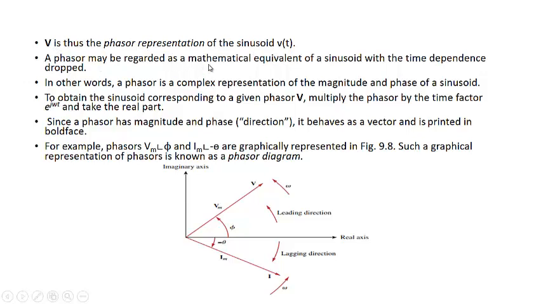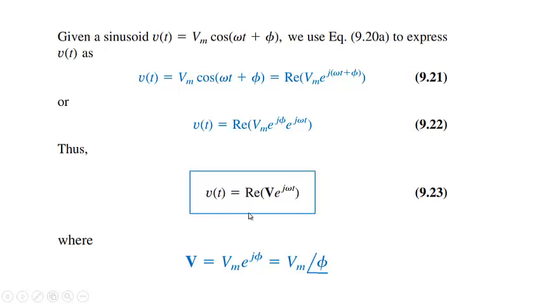A phasor may be regarded as the mathematical equivalent of a sinusoid with the time dependency dropped, as I have told you. In other words, a phasor is a complex representation of the magnitude and phase of the sinusoid. To obtain the sinusoid corresponding to a given phasor V, multiply the phasor by the time factor e raised to the power j omega t and take the real part. So if you are asked to find the exact sinusoid, you just have to multiply by e raised to the power j omega t, which we have just dropped, and then take the real part of the complex number.